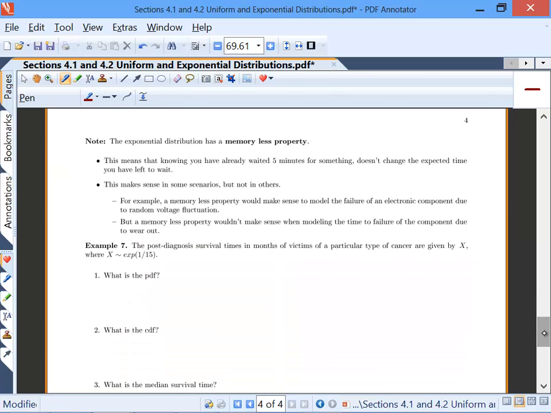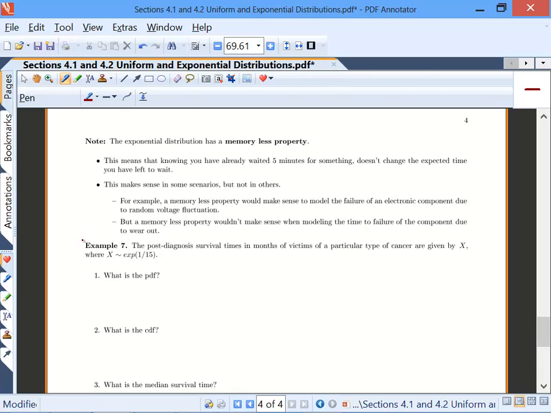Now, as a note, the exponential distribution is very interesting because it has what's called the memoryless property. This means that if you already know that you waited, say, 5 minutes, that doesn't change the probability or the expected time that you still have left to wait, which seems kind of counterintuitive sometimes. So we only use it in situations where this would be appropriate. So again, it's where the conditional probability doesn't make a difference. If I already know I waited this long, that doesn't change how long I have left to wait. And again, it doesn't make sense all the time.